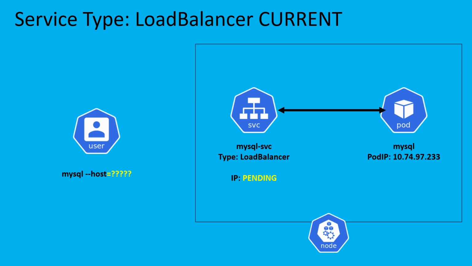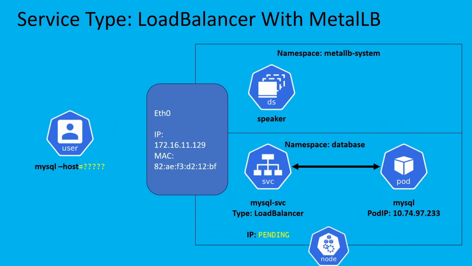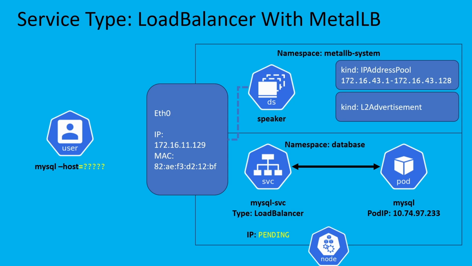MetalLB aims to reduce this imbalance by offering a network load balancer implementation that integrates with standard network equipment. So let's take a look at how we can actually install it and what this looks like for the MetalLB system. When we install MetalLB, we're going to deploy a daemon set in the metallb-system namespace. This daemon set will reach out to our NIC, establish a connection, and pull information from that NIC. From there, we will create two different kinds for the MetalLB system.